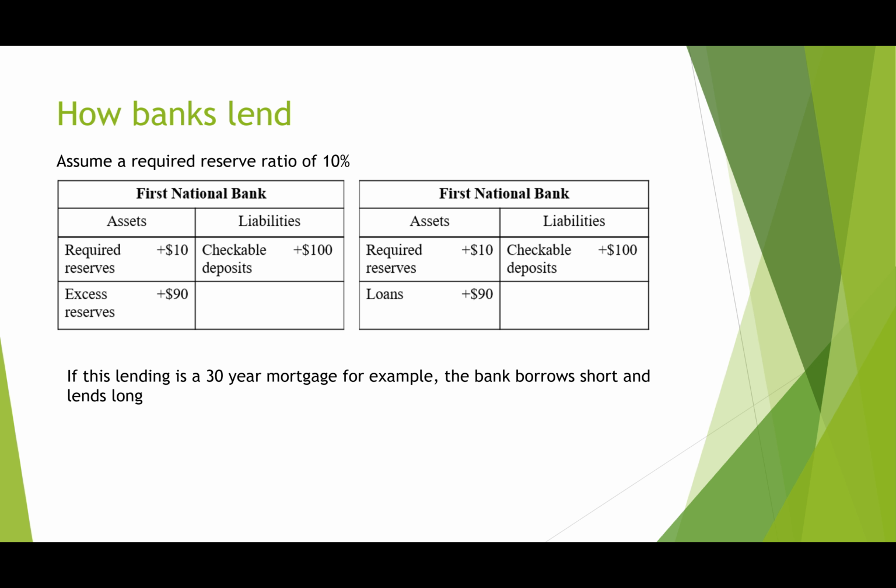So if this lending is a 30-year mortgage, for example, the bank borrows short. In other words, it's borrowing by a checking deposit coming in and lends long because it's funded a 30-year mortgage. So that loan might be to an existing customer for a mortgage, for example. So that's gone into that, and therefore, basically there's an increase in the money supply there.